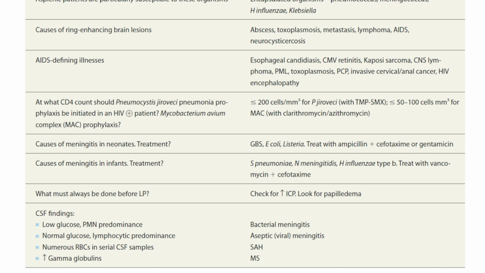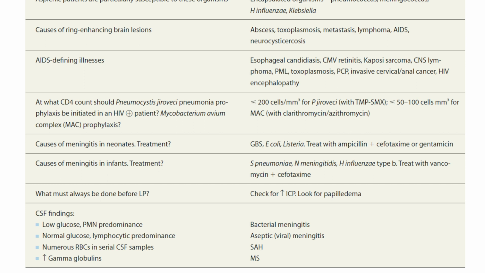If you have numerous red blood cells in a series of cerebrospinal fluid samples, you do a lot of samples and you see red blood cells in all of them, it could be a subarachnoid hemorrhage. So you see the same amount of blood in all the samples of cerebrospinal fluid. So you think of a subarachnoid hemorrhage.